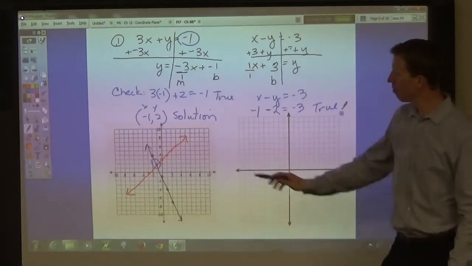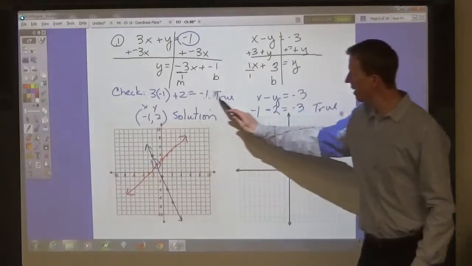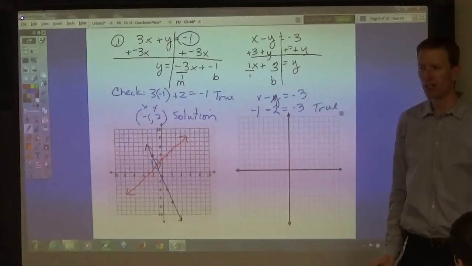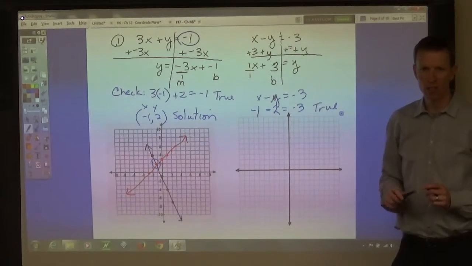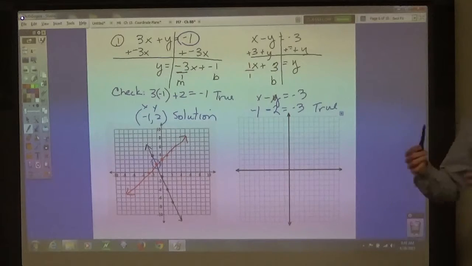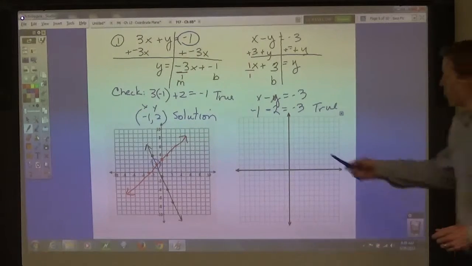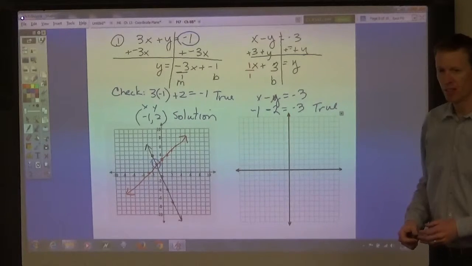Alright, when you find the point that it crosses, then you can check it in the original equation to see if both numbers make a true equation. You replace the x number for x in the equation, the y number for y, and you should get a true statement, a true equation. Okay?